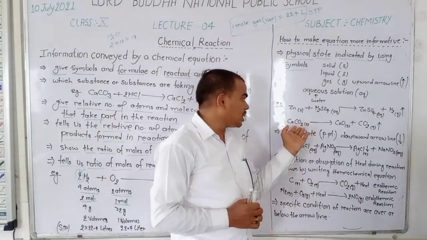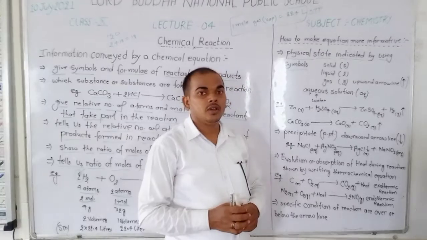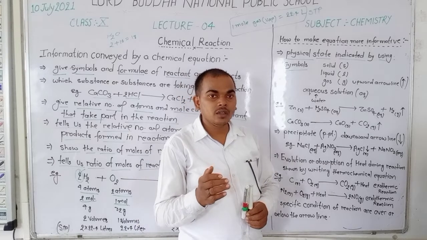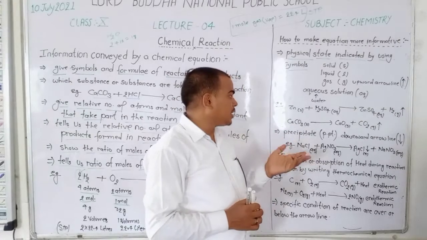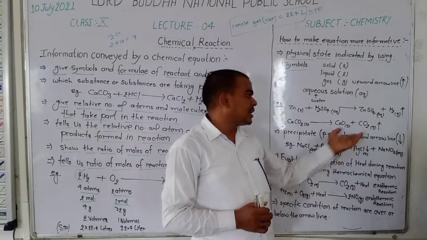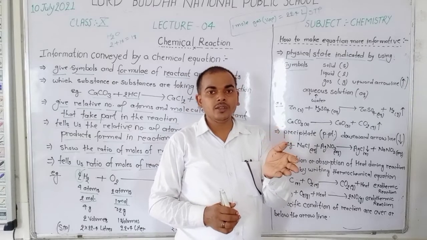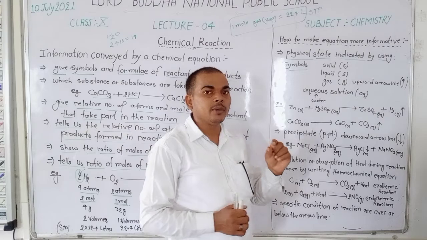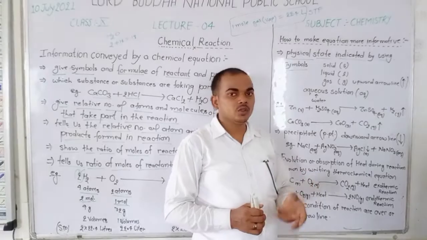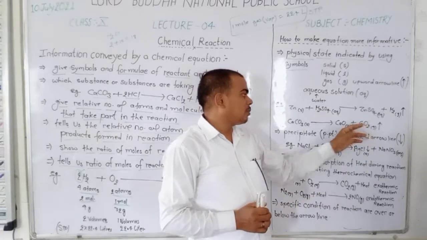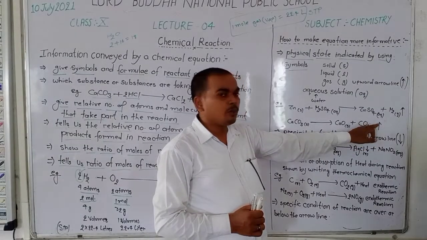Okay. Next example, a famous example for your class 9th. Here calcium carbonate. When you heat calcium carbonate, it produces calcium oxide and carbon dioxide. You know that calcium carbonate, that is chalk, is a solid material, so it is represented by the symbol S. Calcium oxide obtained is solid, so it is represented by S. Carbon dioxide is a gas, so it is represented by the symbol g and an upward arrow line.